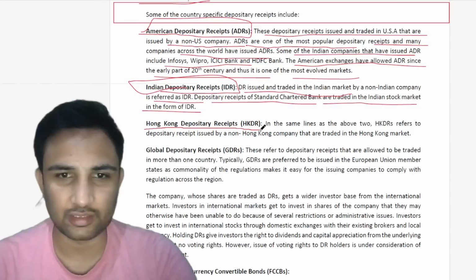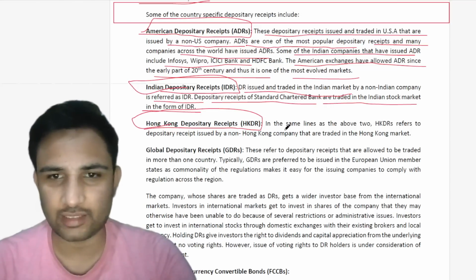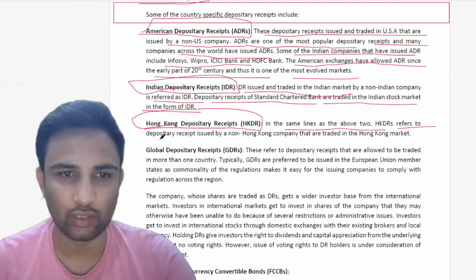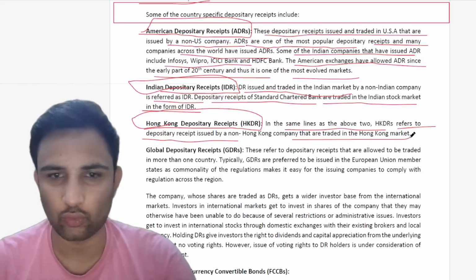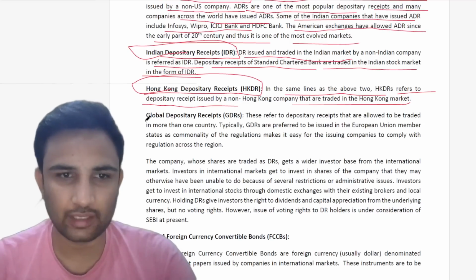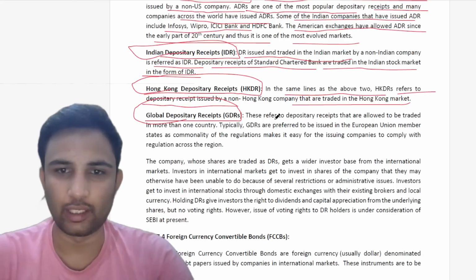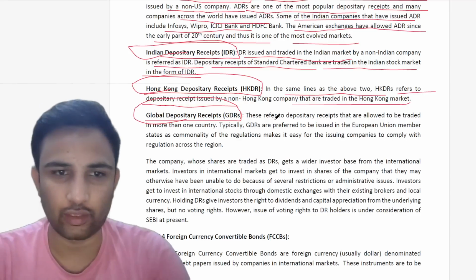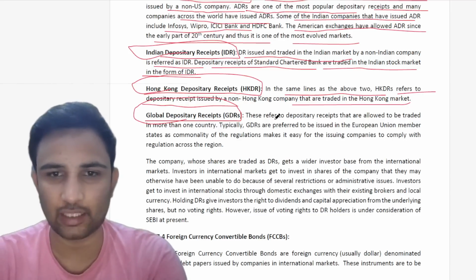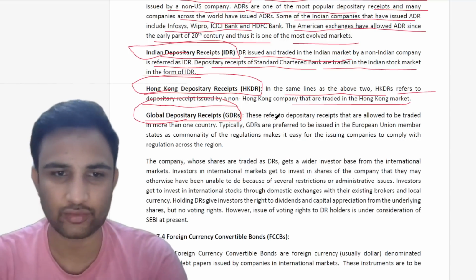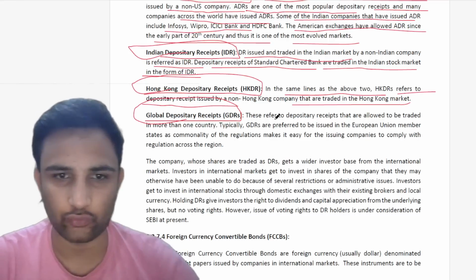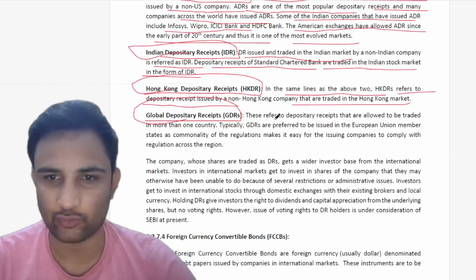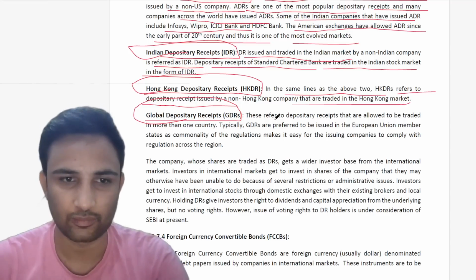Hong Kong Depository Receipts, that is HKDR. On the same lines as the above two, HKDRs refer to depository receipts issued by a non-Hong Kong company that are traded in the Hong Kong market. Fourth one is Global Depository Receipts, that is GDRs. These refer to depository receipts that are allowed to be traded in more than one country. Typically, GDRs are preferred to be issued in the European Union member states as commonality of the regulations makes it easy for the issuing companies to comply with regulation across the region.